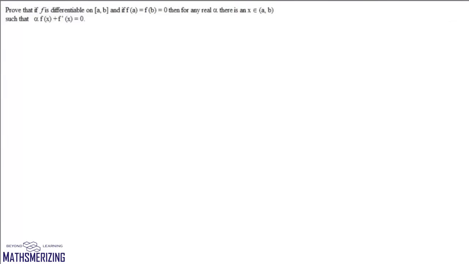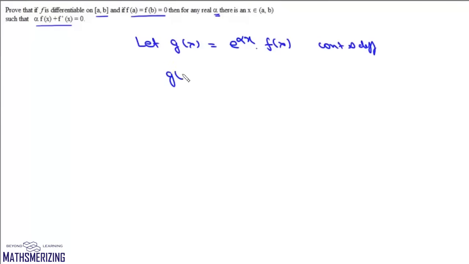Now here the question is, prove that if f is differentiable on (a,b) and if f(a) equals f(b) equals 0, then for any real alpha there exists an x in (a,b) such that alpha f(x) plus f'(x) is 0. Now what we'll do is we'll assume a function g(x), which is e to the power alpha x into f(x). Now this g(x) is continuous and differentiable, and if we find g(a) is 0 and g(b) is also 0.